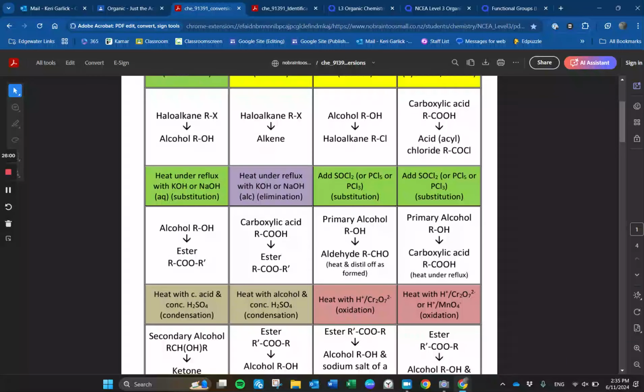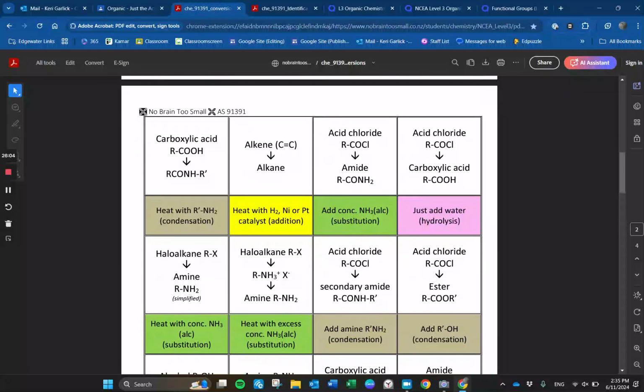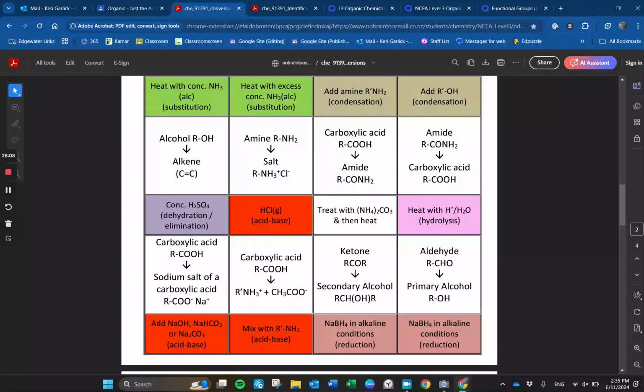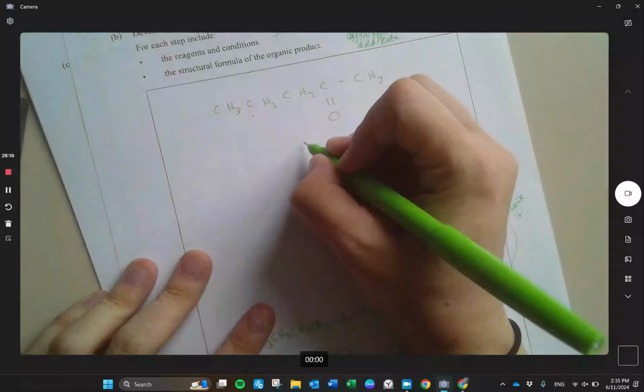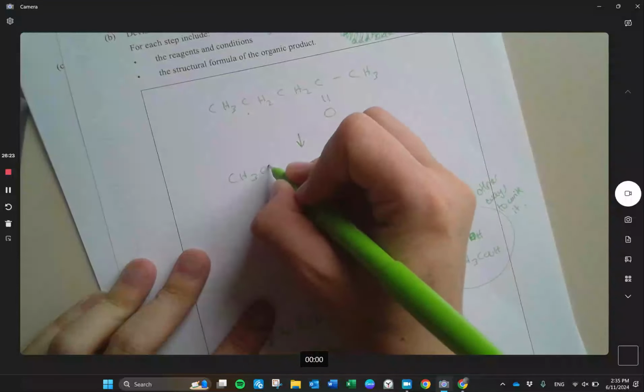So I'm looking for the word ketone. I think it might be somewhere here. Here, there you go, ketone. So you see ketone goes here to a secondary alcohol. So I can actually do the first step here as well, because I just had this memorized. Okay? So let's do that first step. So if I was to undo that, I would have an alcohol.